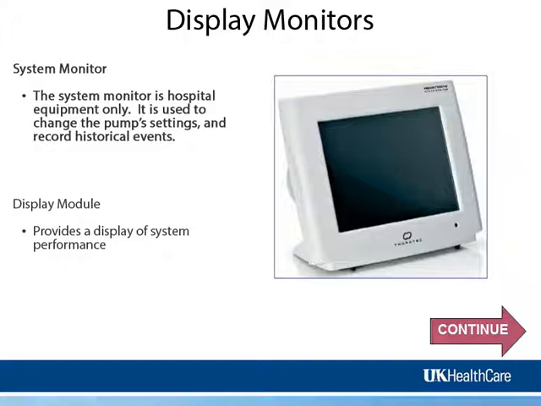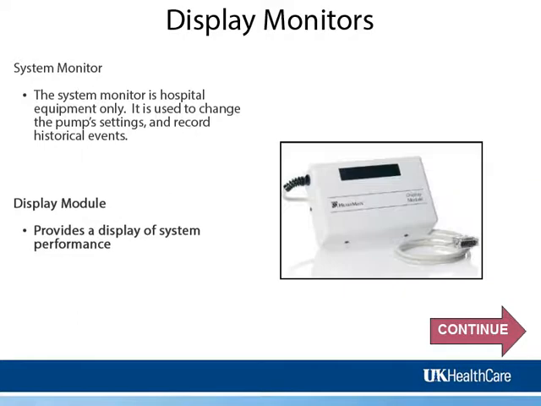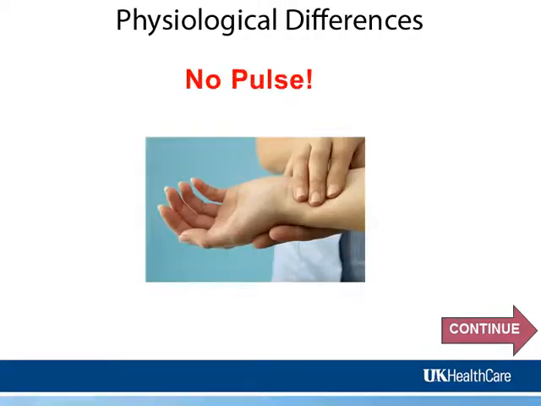It is used to change the pump's RPMs, download historical events recorded by the controller, and displays flow, RPMs, pulsatility index, and pump power. The display module is a read-only display, and is used by the patient while connected to the power module. No pulse. Most patients will not have a pulse. If a pulse is present, it will be weak and could be irregular.